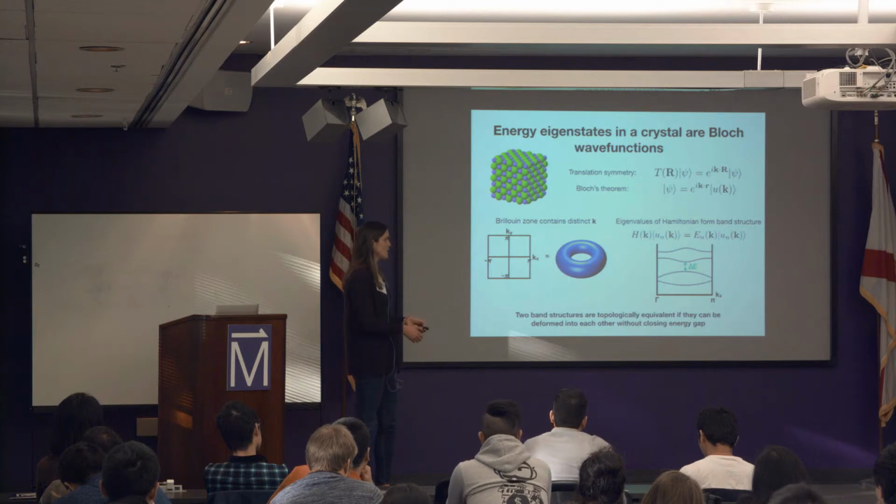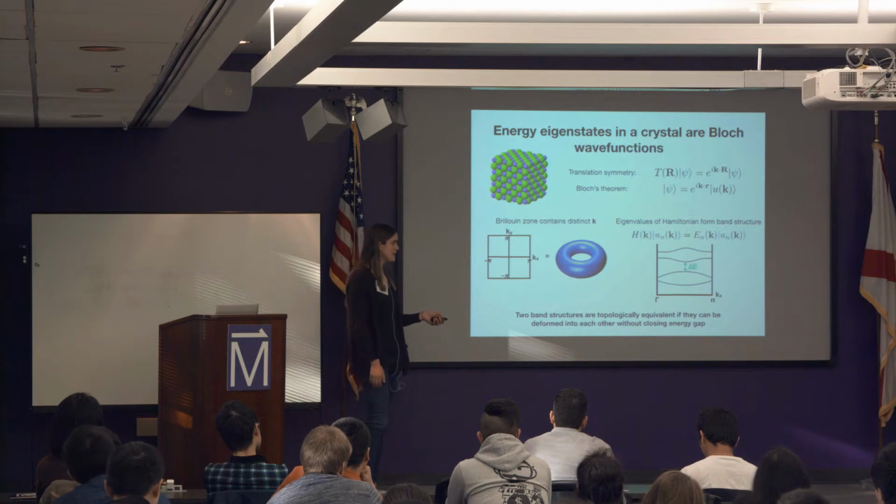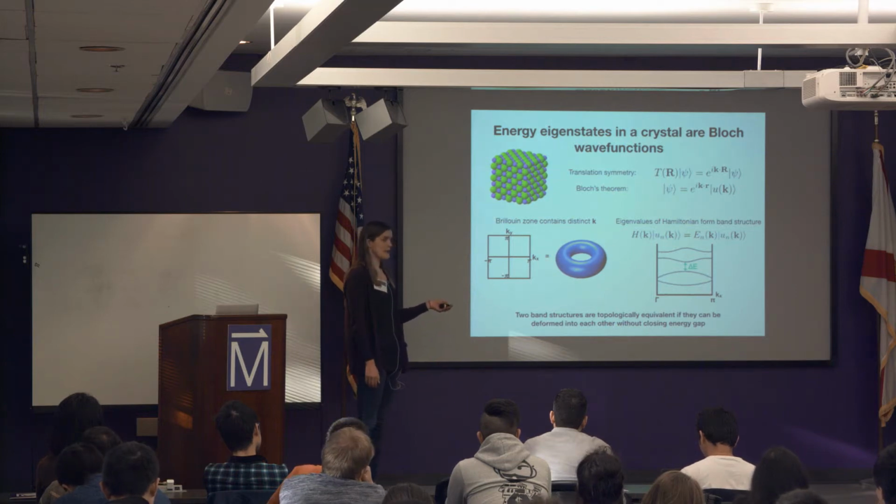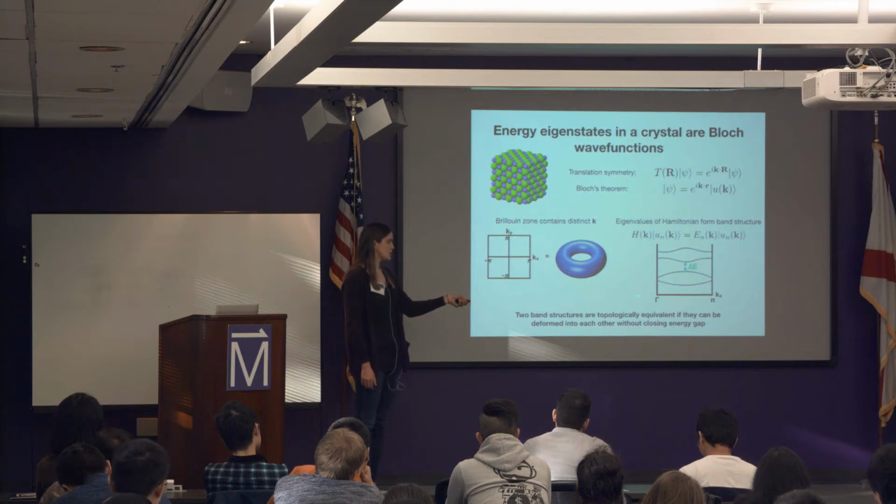But the point is that now that we have these eigenstates of the Hamiltonian, and each one is labeled by a k, then we can plot the energy eigenvalues, and they'll also be labeled by a k. And so this is what we get as a band structure. We plot some k, and we see that we get some states here.